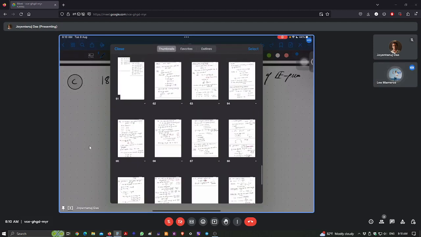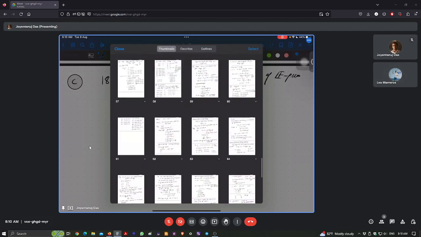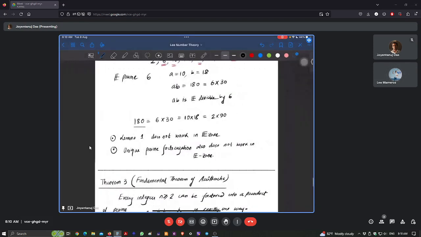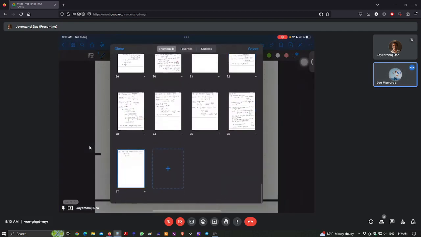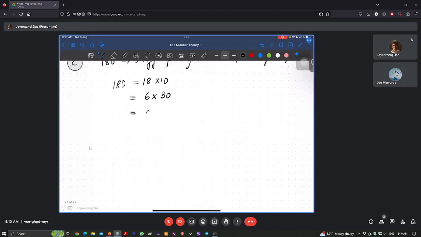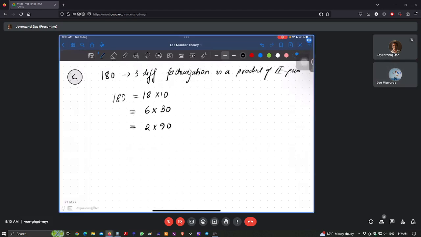I think we did it. 12, no. Yes, 2 into 90. Right. So what you have observed before is that the prime factorization in E zone is not unique, right? All of them are E primes. We can write it as these products of E primes. So prime factorization in E zone is not unique.